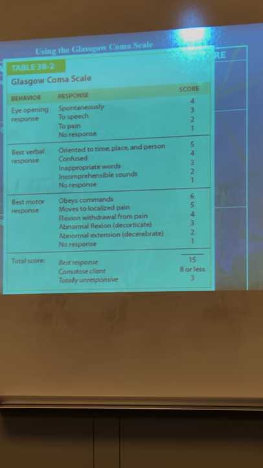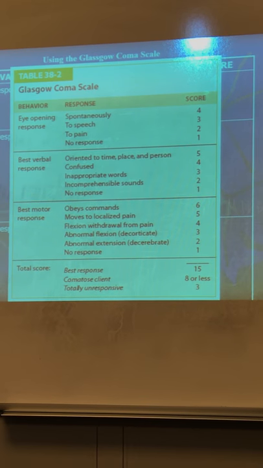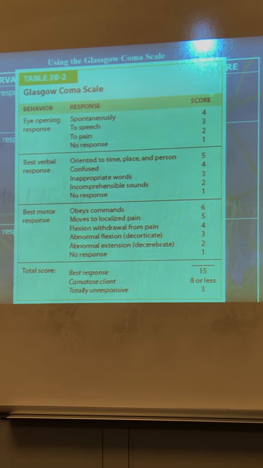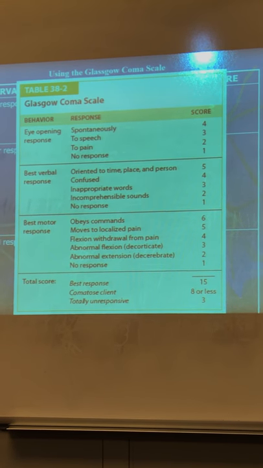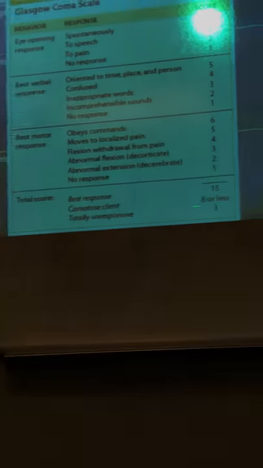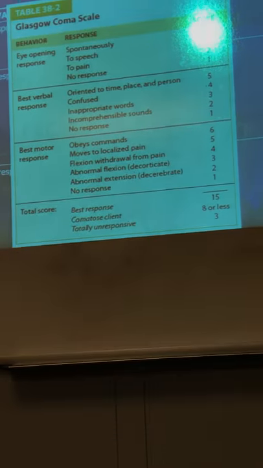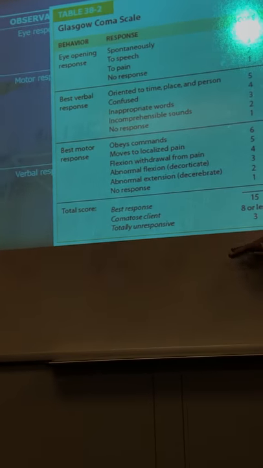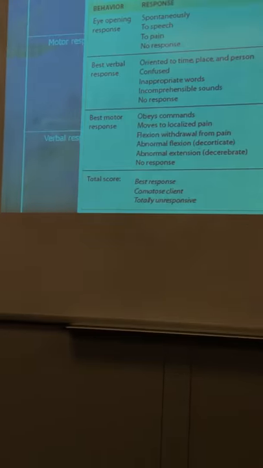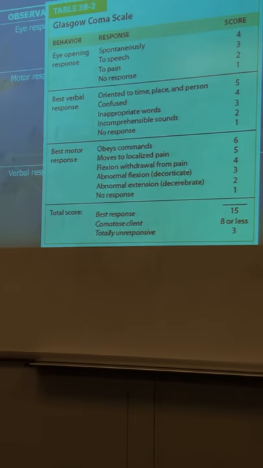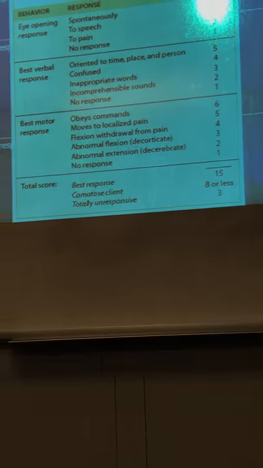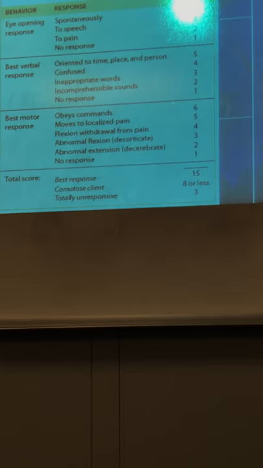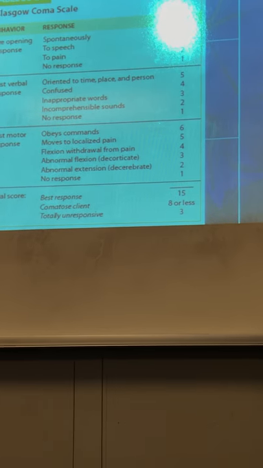Now, coma starts at 8 or less. So if it's a 9 or 10, you still cannot call it coma. If it's 8 or less, then you could say that the patient is in a coma. The lower the GCS is, the more severe the condition is, and the prognosis is also poorer. Any questions? This is a very important tool in checking for level of consciousness. I think there's a similar one for pediatrics, modified for pediatric patients.